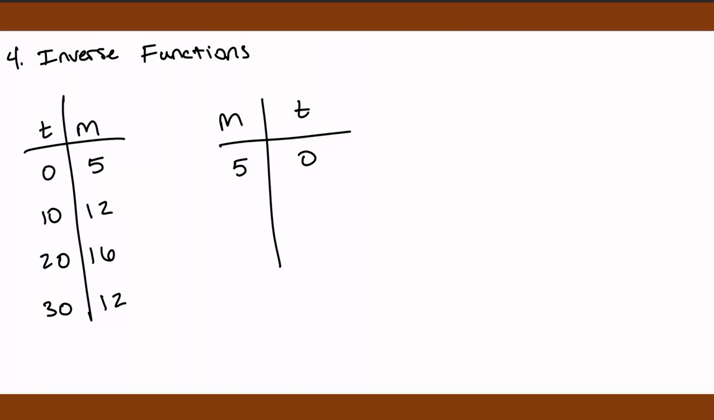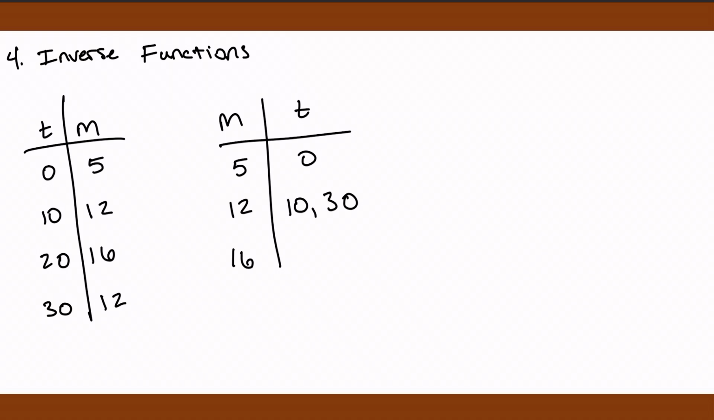Now we're thinking about it, I am 5 meters when it is 0 seconds. It's subtle, but that is how we talk about inverse functions. Now, something interesting happens here. When it's at 12, we actually have two values, and we know that breaks the rules of functions.